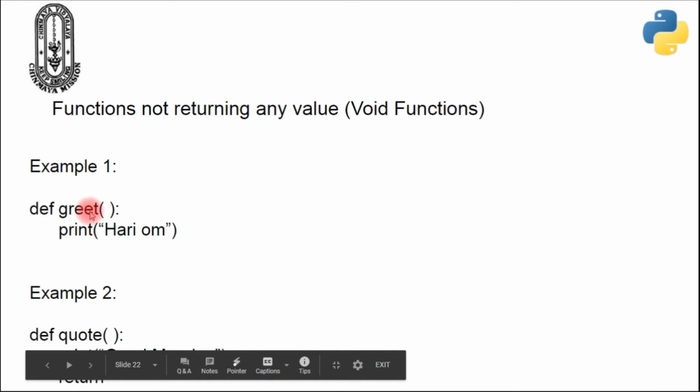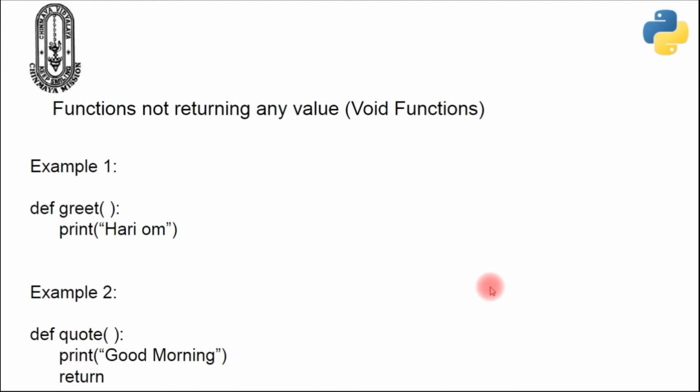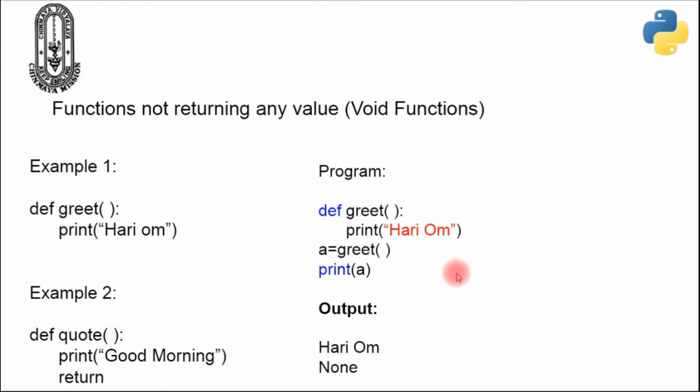So in the first example, this is a void function with no return statement. The second example is also a void function, with a return statement, but here we are not returning any data. The void functions do not return a value, but they return a legal empty value of Python, that is None. Every void function returns the value None to its caller.